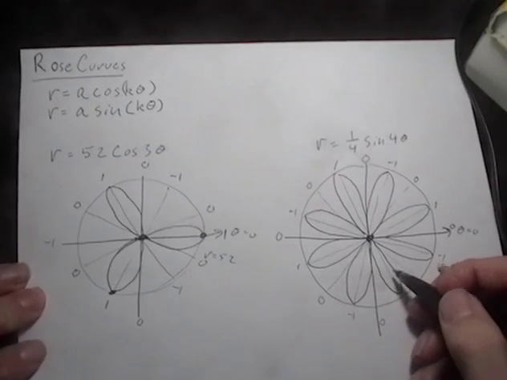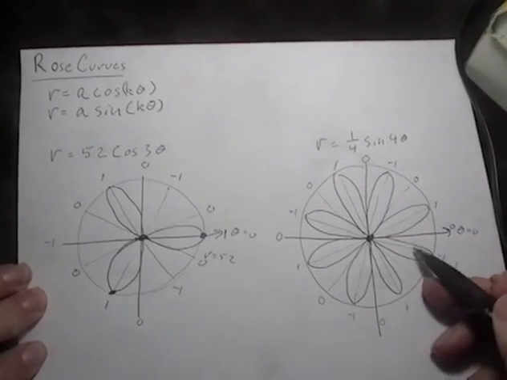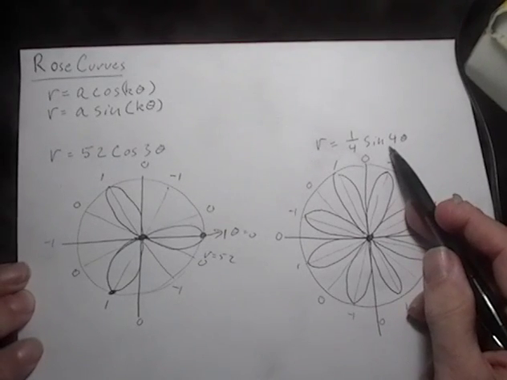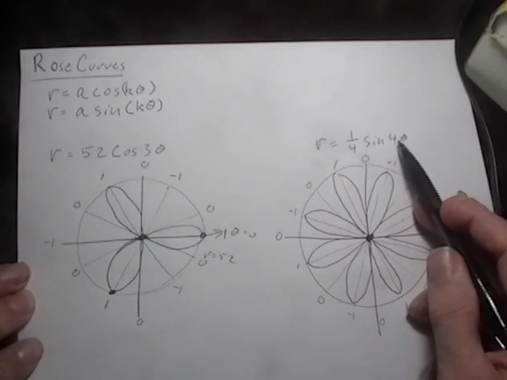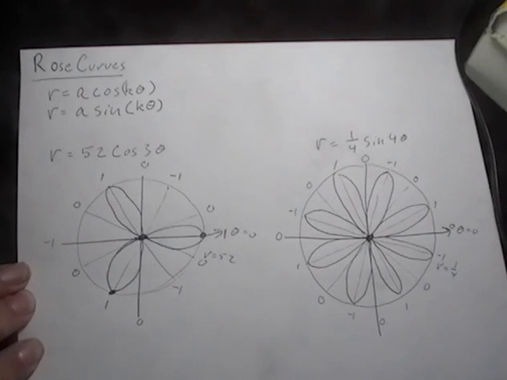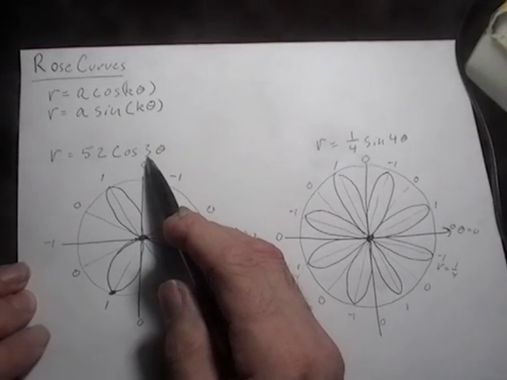If I count the number of leaves, this time I have 1, 2, 3, 4, 5, 6, 7, 8. If k is an even number, I will end up with twice that many leaves. So in this case, I would end up with 8 leaves in my rose curve. If k is odd, I end up with exactly that many leaves, but I would retrace over them.